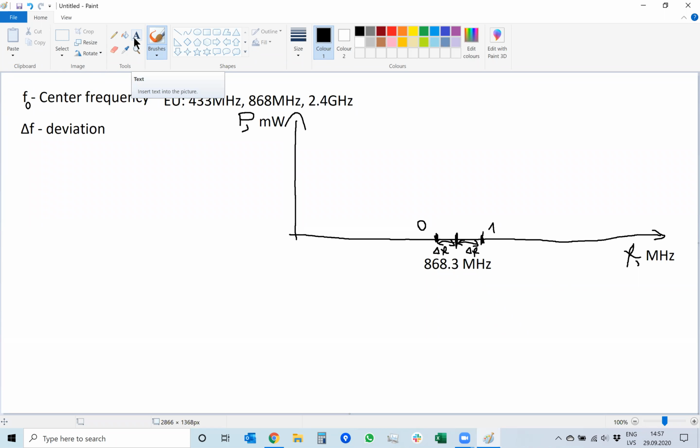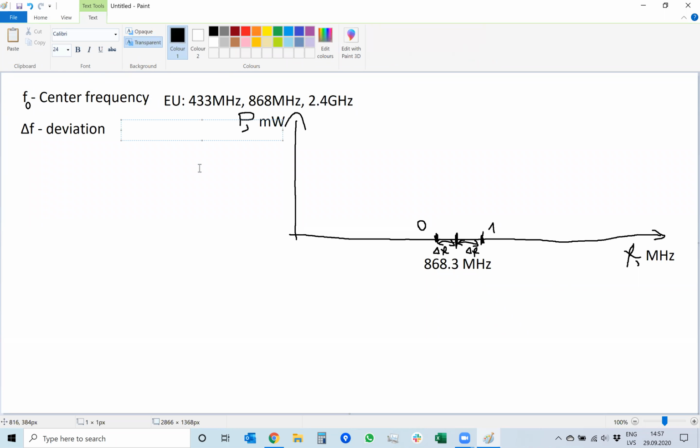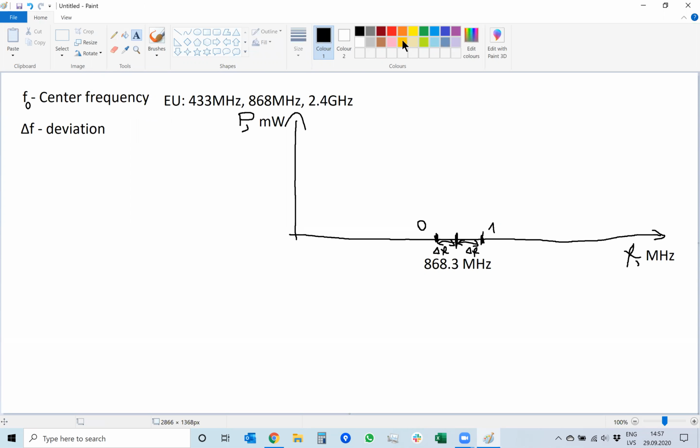And I will just give you an example. For example, in wireless sensor networks, deviation delta F is, for example, I don't know, 25 kilohertz. So in this case, it is approximately a few percent of the entire frequency.